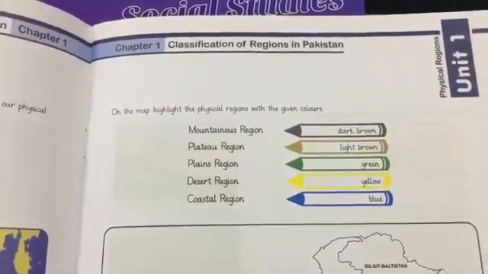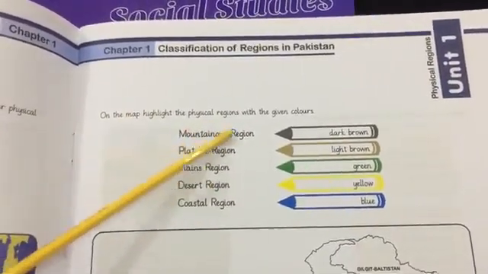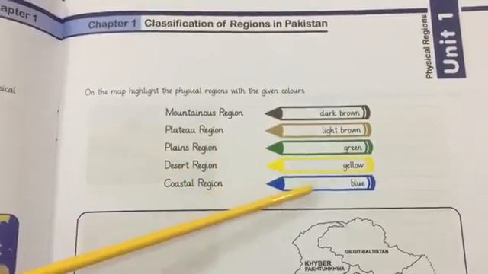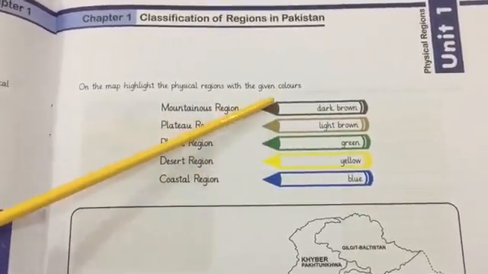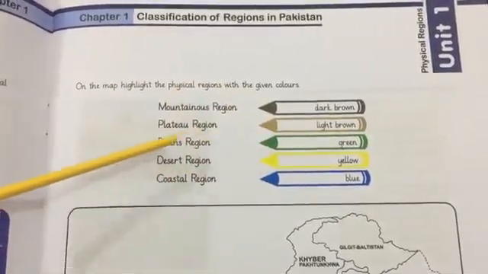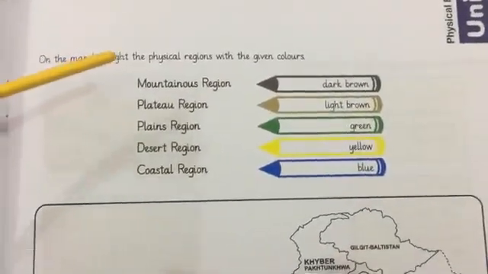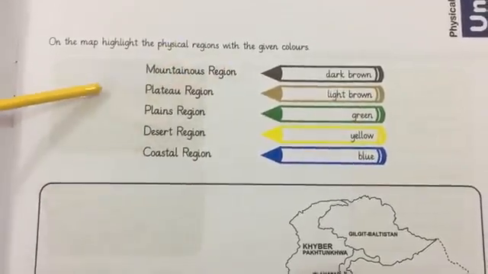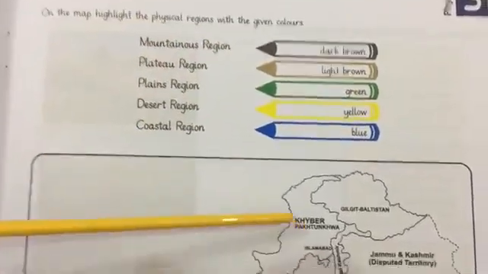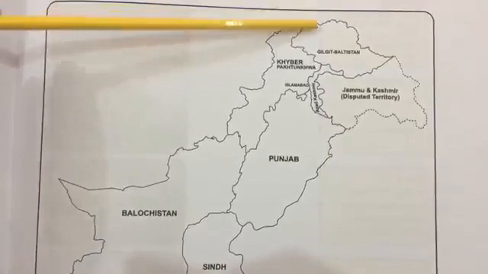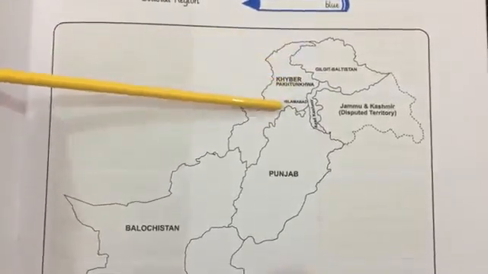Then moving on to the next page, move to page number 3 of your workbook. The question is, on the map highlight the physical regions with the given colors. You have been given the colors dark brown, light brown, green, yellow and blue. For mountainous regions you have to color dark brown, for plateau light brown, for plains green, for desert yellow, and for coastal region blue. For example, we have read that the mountainous regions of Pakistan are in the northern area of Pakistan. So you have to color this area dark brown.